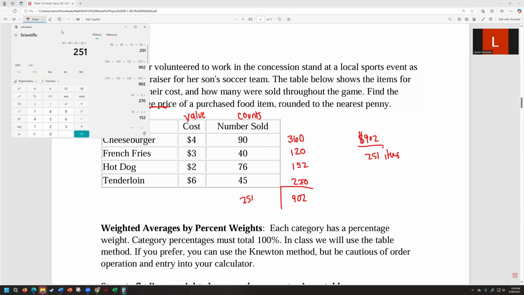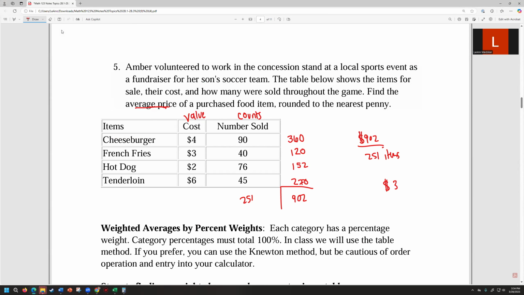So if we divide that, 902 divided by 251, rounded to the nearest penny, would be $3.59. That's the average per food item. Okay. All right, so now we're moving on. So that was weighted by count.